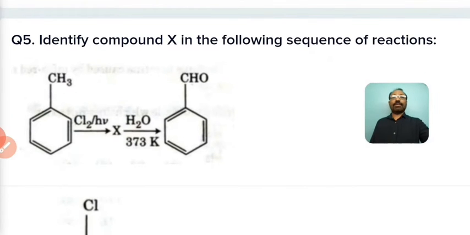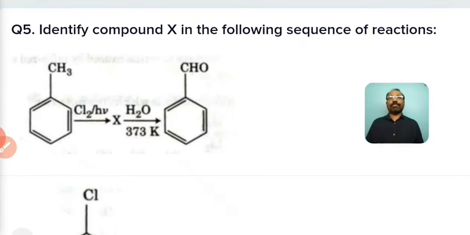Next, identify the compound X in the following sequence of reactions. Here, toluene treated with chlorine in the presence of sunlight gives X, and that X is treated with water at 373 Kelvin temperature to give Y. Here, when toluene is treated with chlorine, three products are possible.